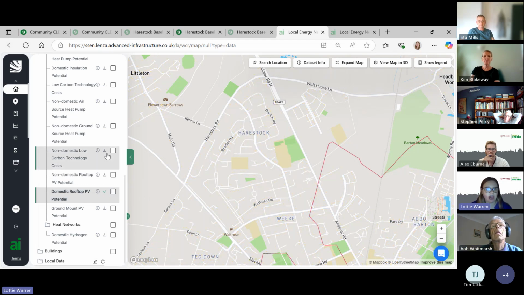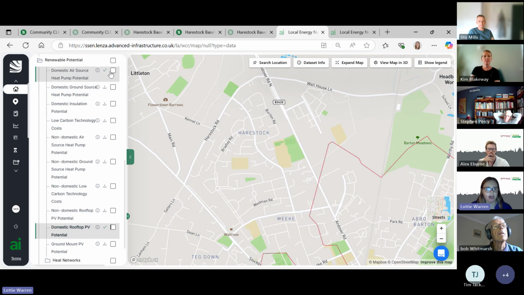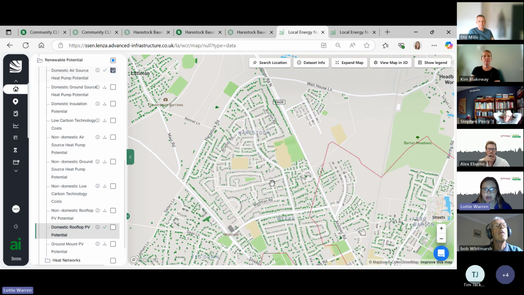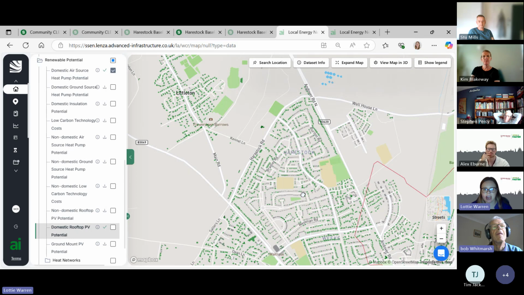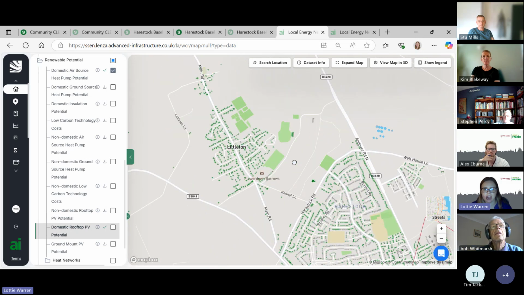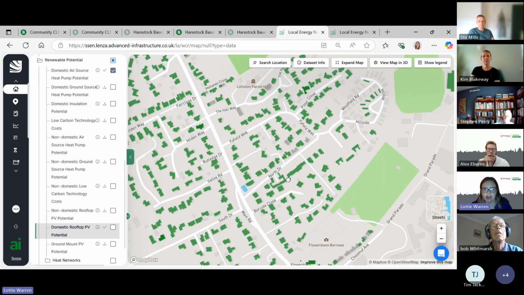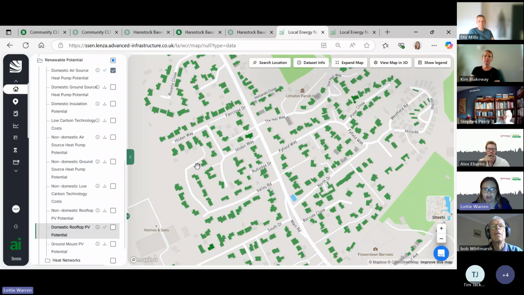And then just quickly, I also wanted to show the domestic air source heat pump potential. So again, similar, but you can see it in green. If we focus here in Littleton, we can see that the data is showing that so many of these houses would be suitable for a domestic air source heat pump.